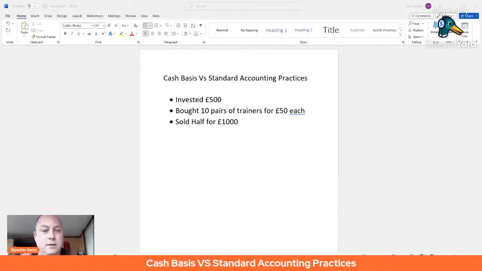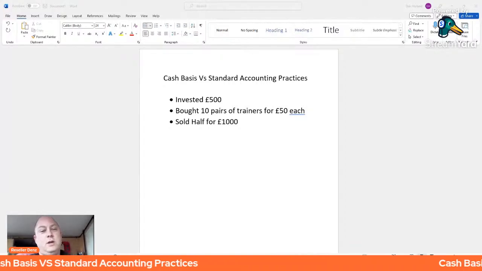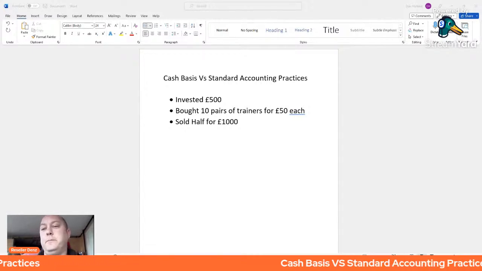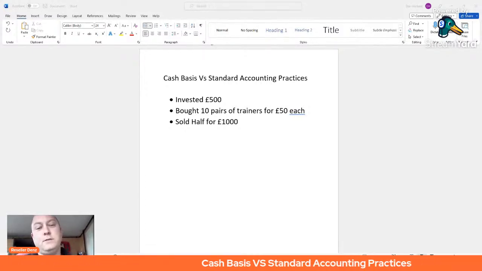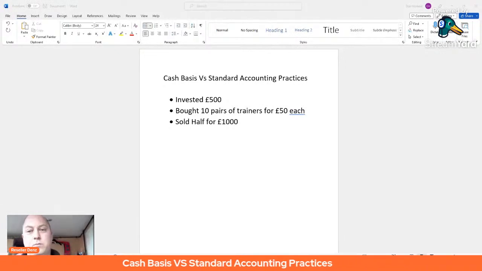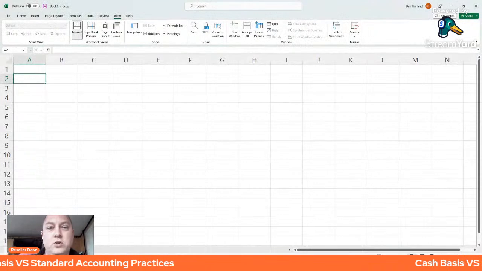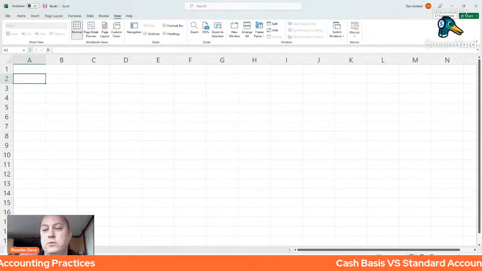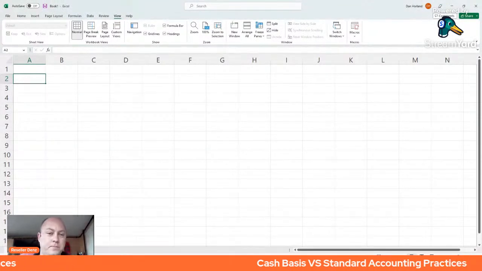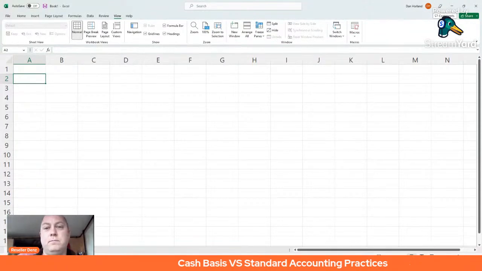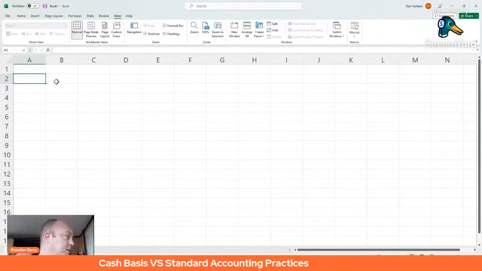and basically we've bought some trainers, 50 quid each, and we've sold half of them over the course of, say, 6 months. So yeah, let us know you're here, let us know in the comments, and we can have a chat about it. And I'm going to build up a spreadsheet to show you how each of those scenarios work. And yeah, let's have a bit of fun. Let's try and create something, shall we?